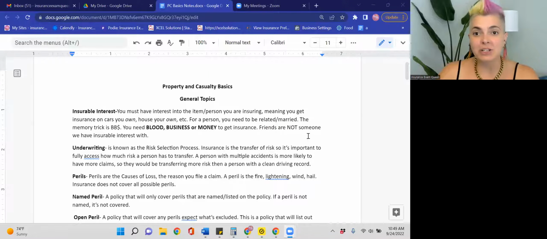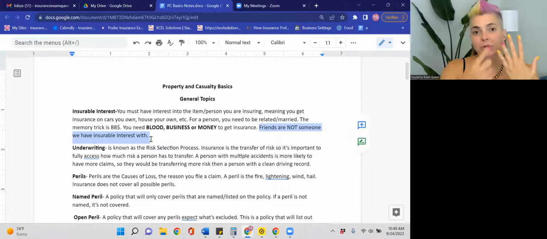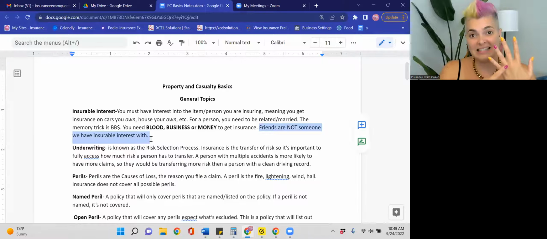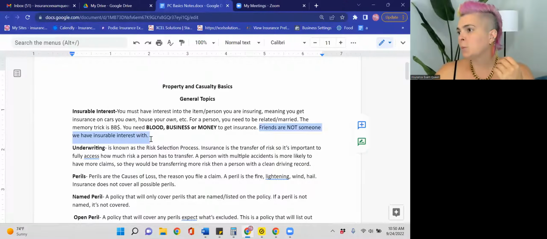So with insurable interest, I've tended to see that question that says, you have insurable interest with all of the following except, and the answer is friends. You don't have insurable interest with friends. You need to have blood, business, or money. But a friend is not someone that you have insurable interest with, okay?